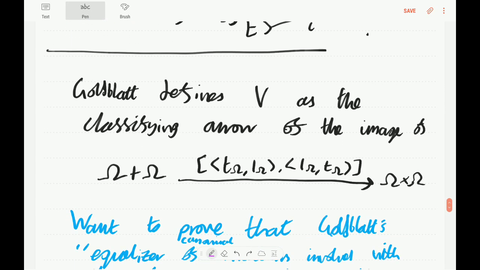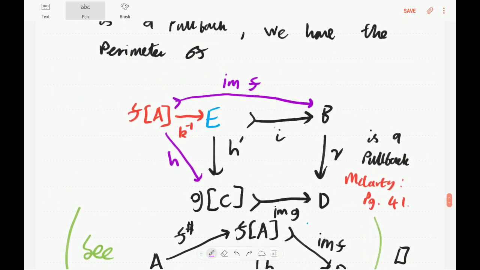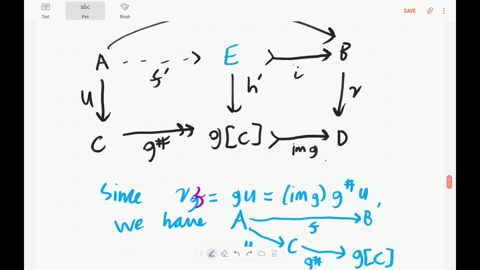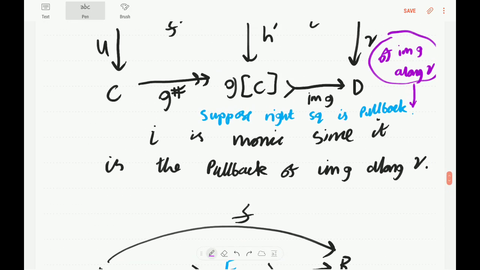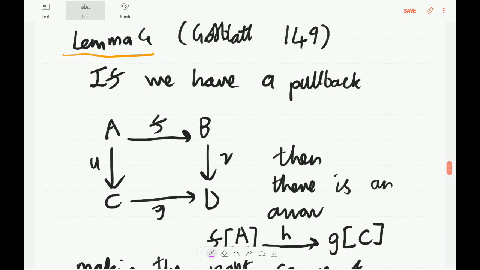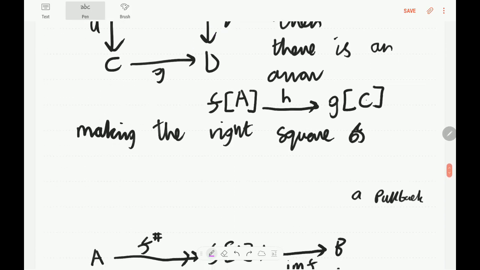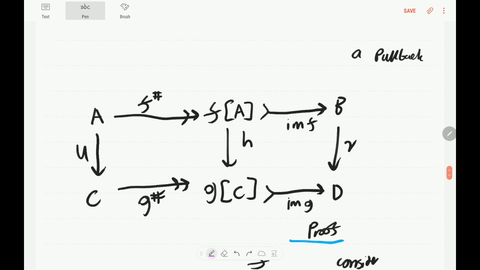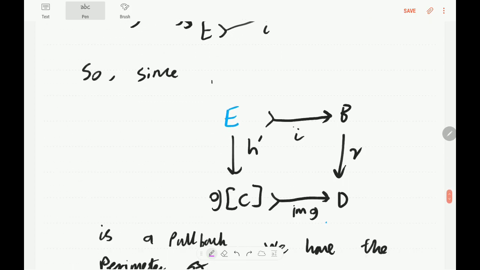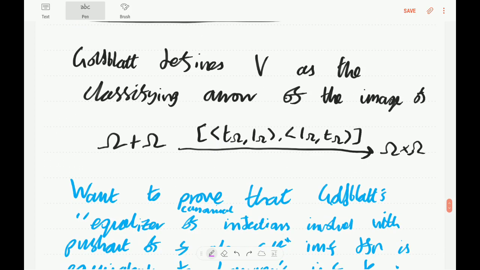So okay, that's one of the lemmas that we're going to be using. Basically, this lemma says that when we have a pullback square, we also have this kind of pullback square involving the images. And now we can go for our main result.